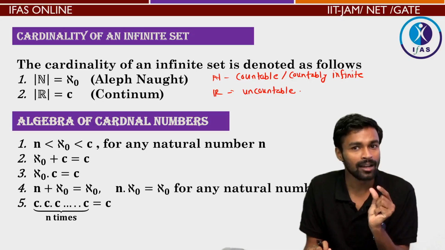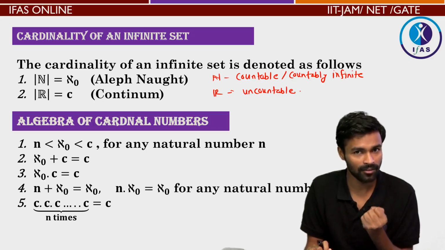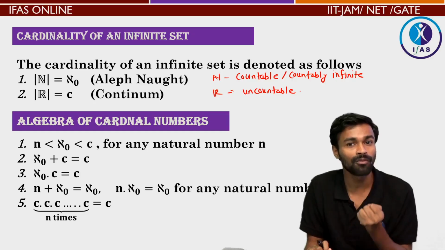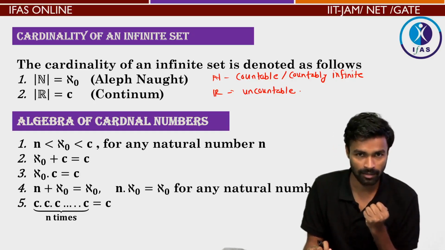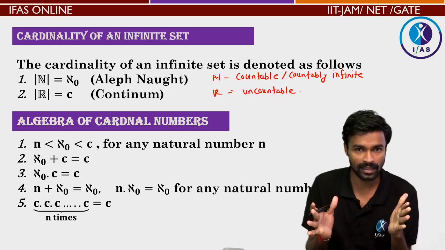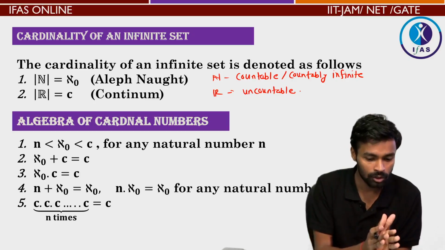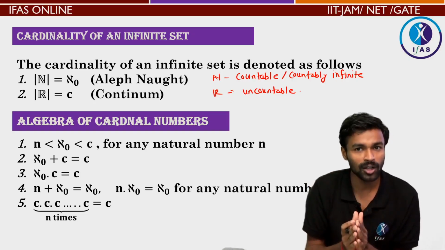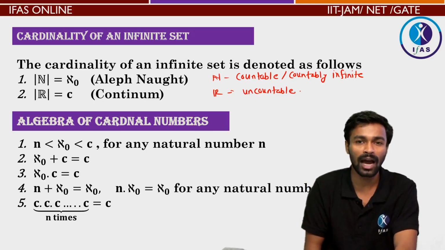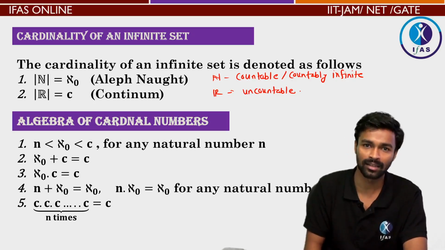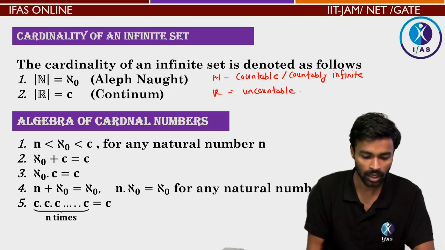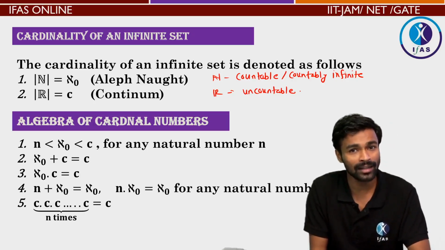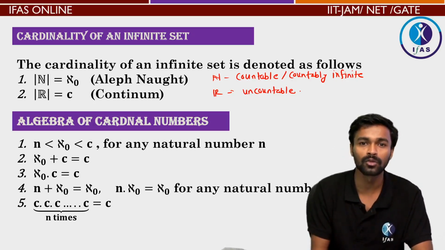So the cardinality of countably infinite set is aleph naught. The next one, the cardinality of uncountable set is continuum. We know the cardinality of finite set. We have denoted the cardinality of countably infinite set as aleph naught, and the last one we have denoted the cardinality of uncountable set as continuum. Okay, so there is some algebra for cardinal numbers. These are two cardinal numbers, so there is some algebra.